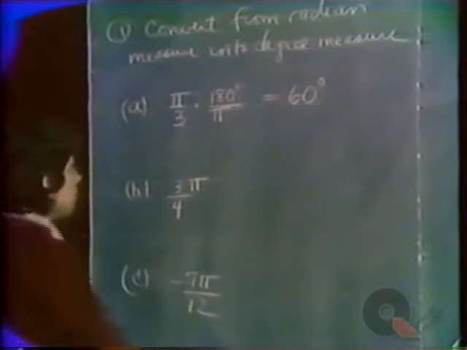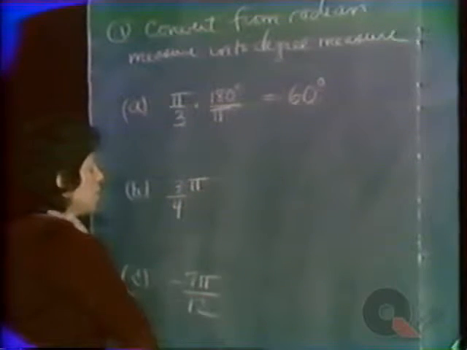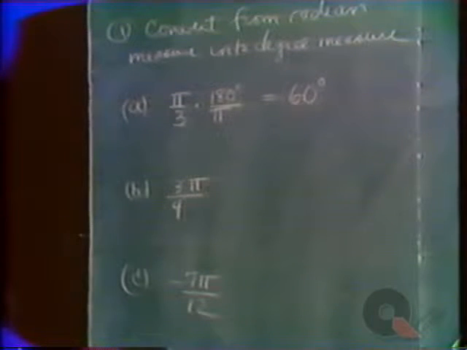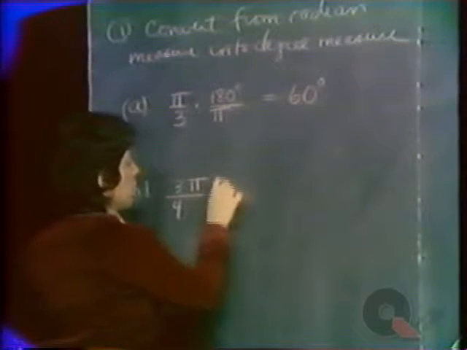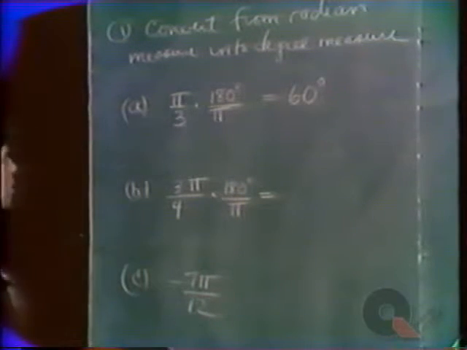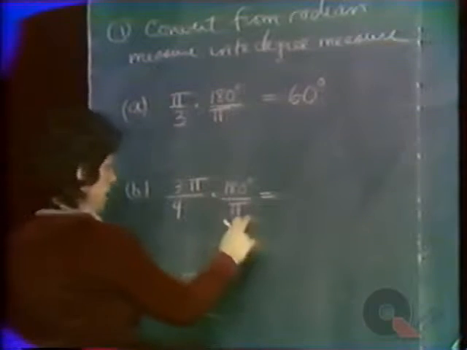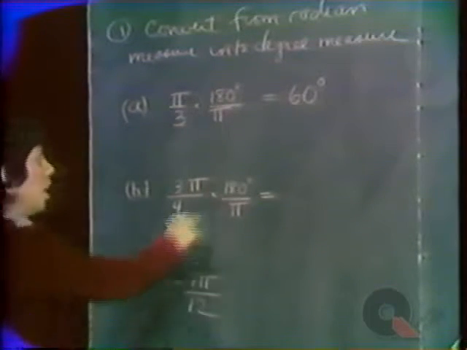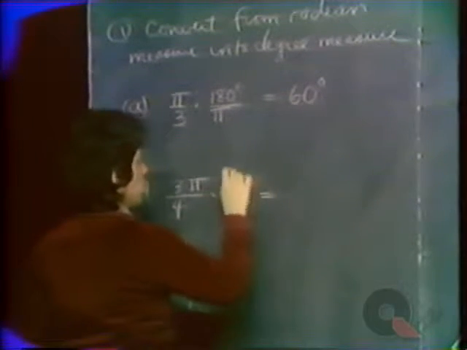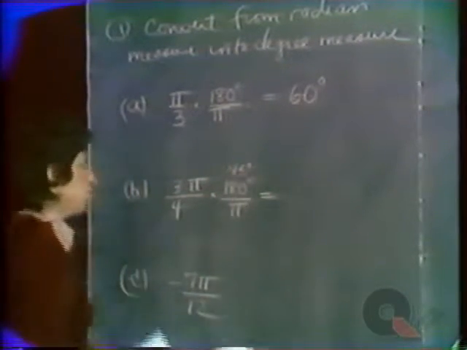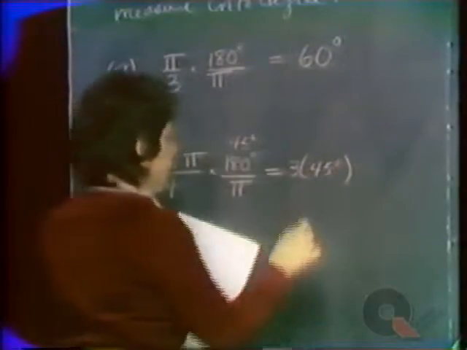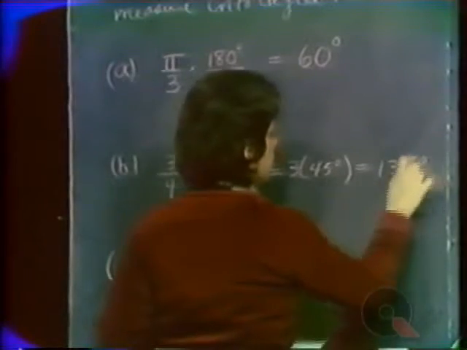Okay, by the way, over here in 3/4 pi, I can write it as 3/4 times pi like this, or 3 pi over 4. It's the same thing. But still, we're going to multiply by 180 degrees over pi to get the degree measure. Pi's cancel out. 4 into 180 degrees leaves us with 45 degrees. 3 times 45 degrees for a final answer of 135 degrees.